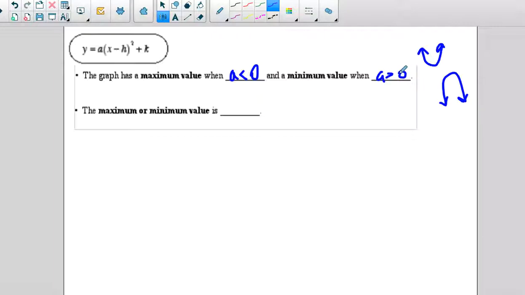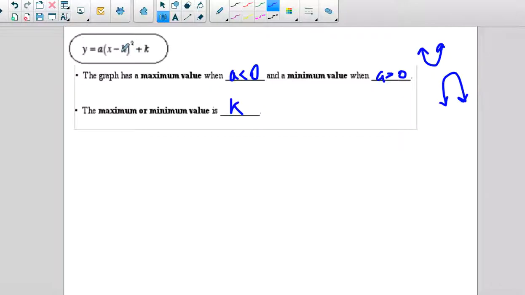Again, a can never be 0 because that would make this whole thing 0, and you'd just have y equal to k, which would just be a horizontal line. It wouldn't be a parabola at all. The maximum or minimum value, if you think about it, we talked about it earlier, is just the y value of the vertex, right? That is the maximum or minimum value depending on its direction of opening. So if that's the case, then that's just k, right? It's just taken right from the equation.